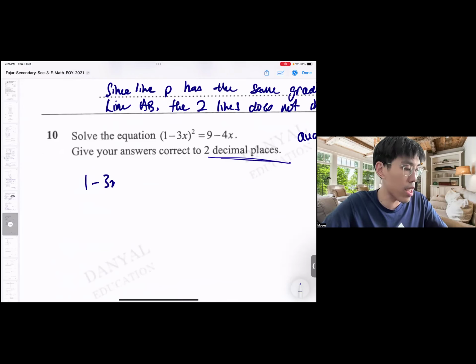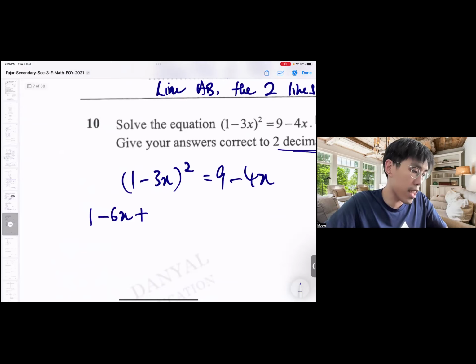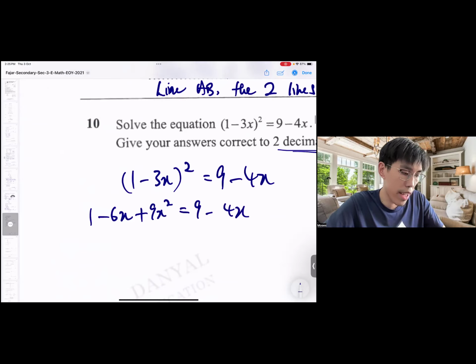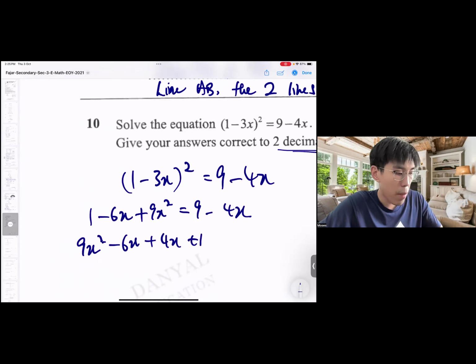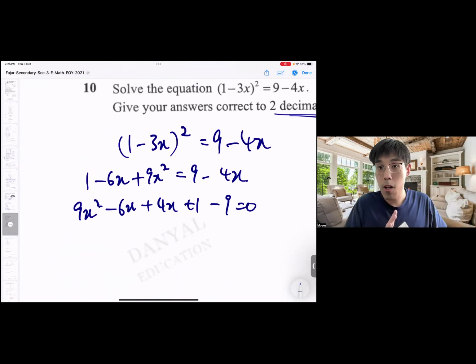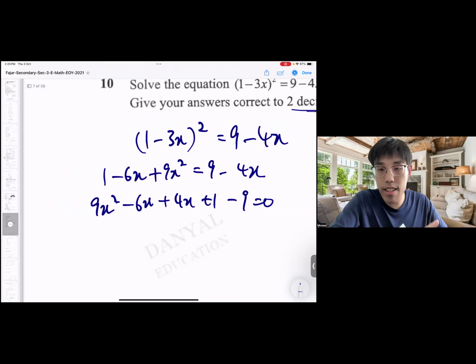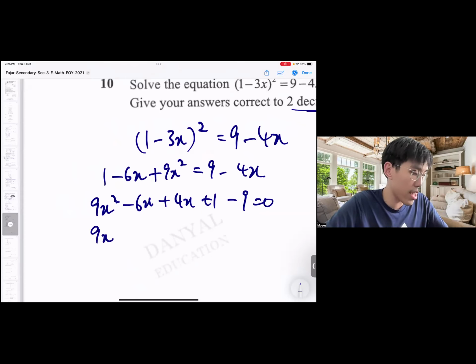So you got (1 minus 3x) squared equals to 9 minus 4x. Go and expand this first. Okay, so 1 minus 6x plus 9x squared equals to 9 minus 4x. Then we want to shift everything to the left side because I want my 9x squared to be positive. Easier to see also. So 9x squared minus 6x plus 4x plus 1 minus 9 equals 0. Don't rush to group like terms. Shift everything over first, write nicely first, then you go and solve. Like that, you can guarantee that your answer will definitely be correct. Okay, so 9x squared minus 2x minus 8 equal to 0.